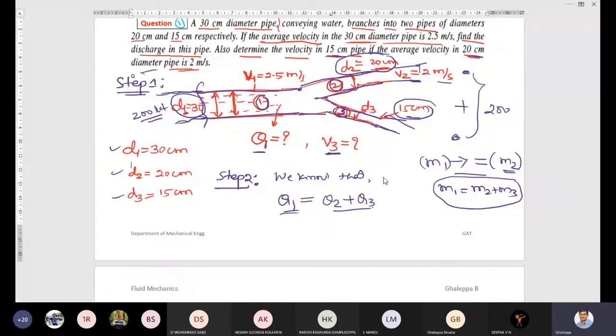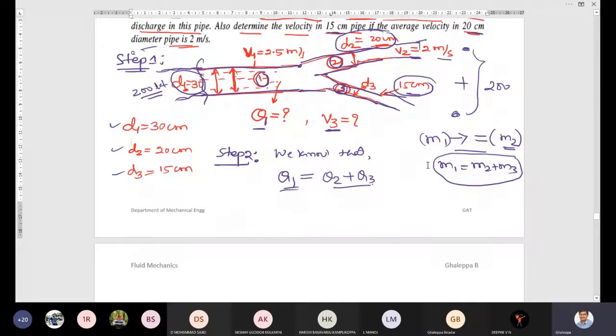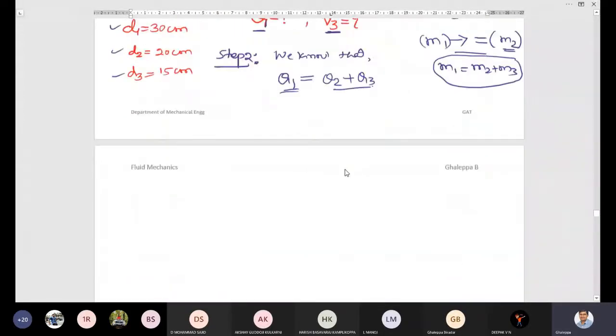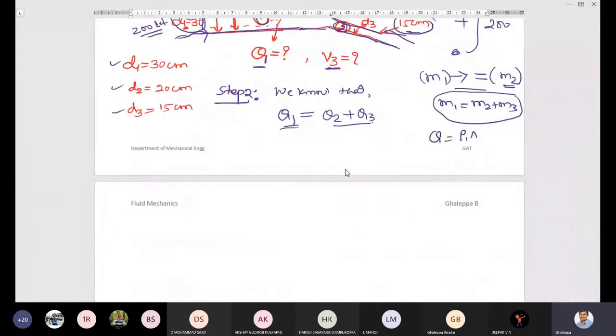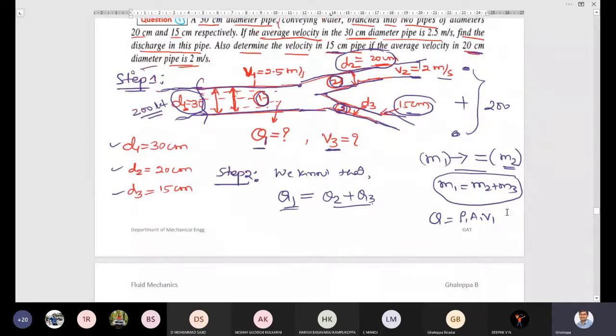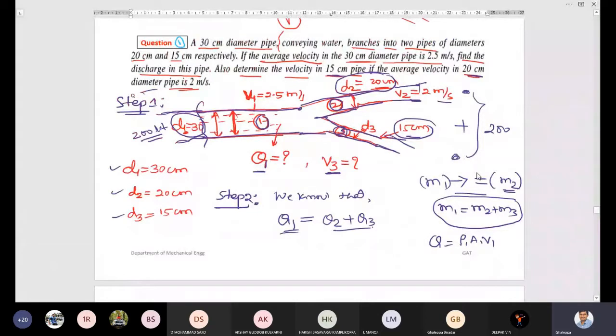So what is the general formula for discharge? What is Q? Q is equal to rho1 A1 V1 and is equal to rho2 A2 V2. For incompressible fluid, because water is an incompressible fluid, what is the discharge formula? Q is equal to AV. This is for incompressible fluid because we need not consider density. So apply this formula, discharge is equal to area into velocity for each pipe.